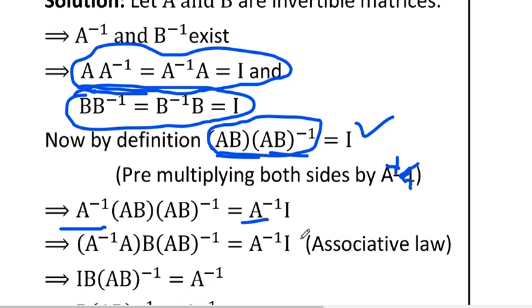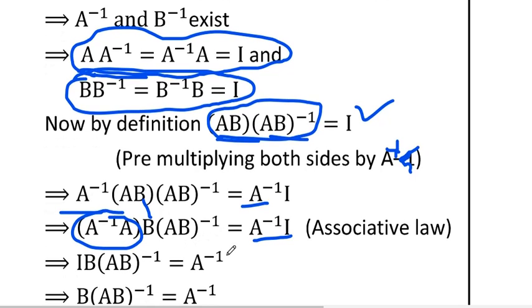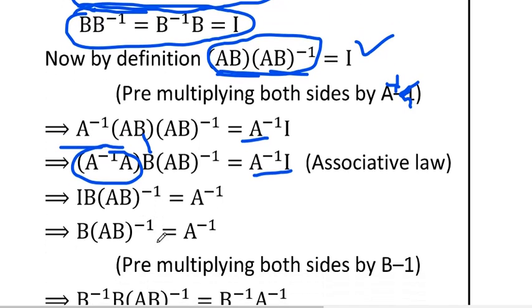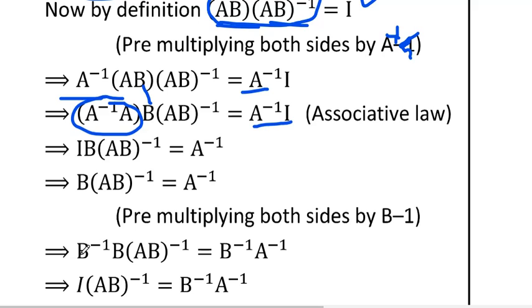And you know that matrix multiplication is associative, therefore you can write like this: A inverse into A in the first, and later B as it is, and AB inverse is equal to A inverse into I. What is A inverse into A? That is equal to I, and I into B into AB inverse, and I into B is equal to B. Now you operate B inverse on the left side, multiplying B inverse both sides, we will have B inverse into B into AB inverse is equal to B inverse into A inverse.